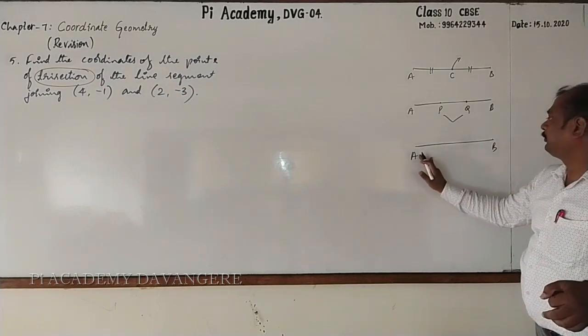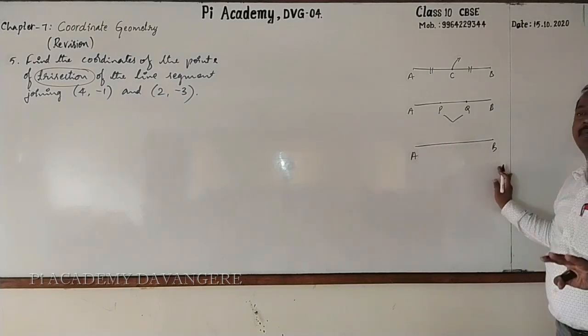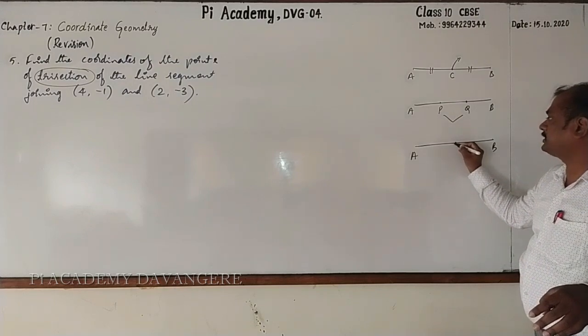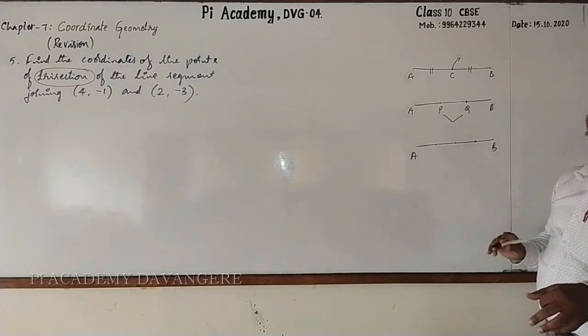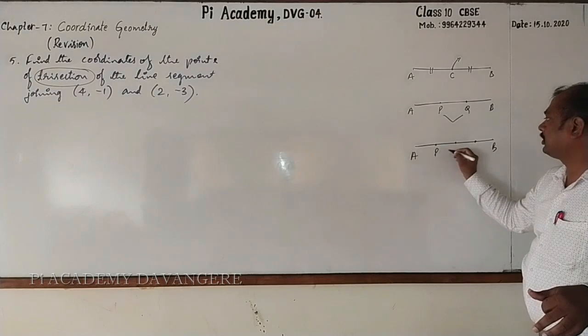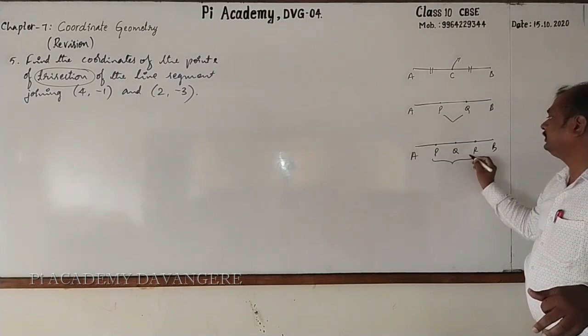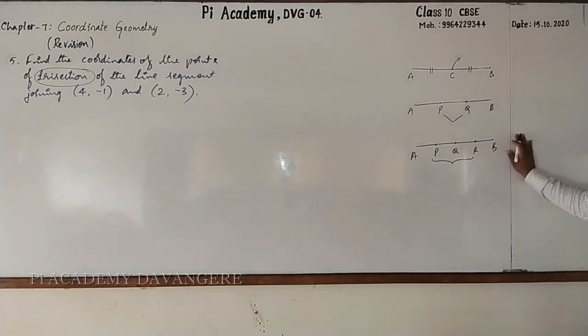Then if you want to divide AB into 4 equal parts, then how many points? Very good. You have to mark 3 points. Call them P, Q and R. These 3 are called points of quadrisection.